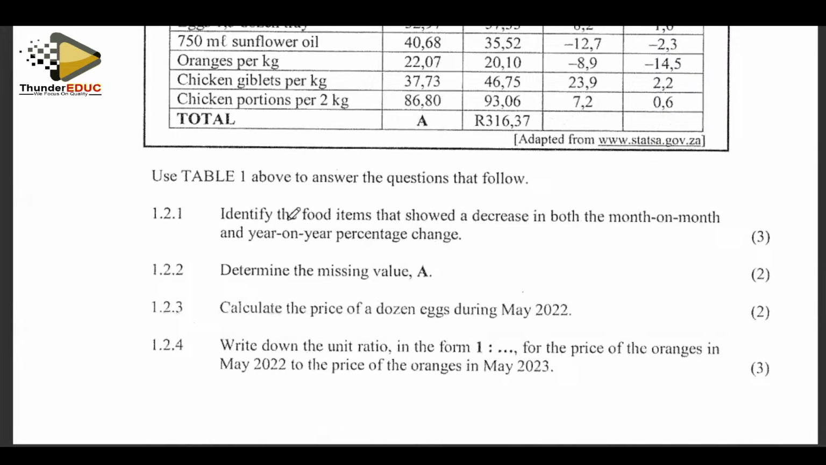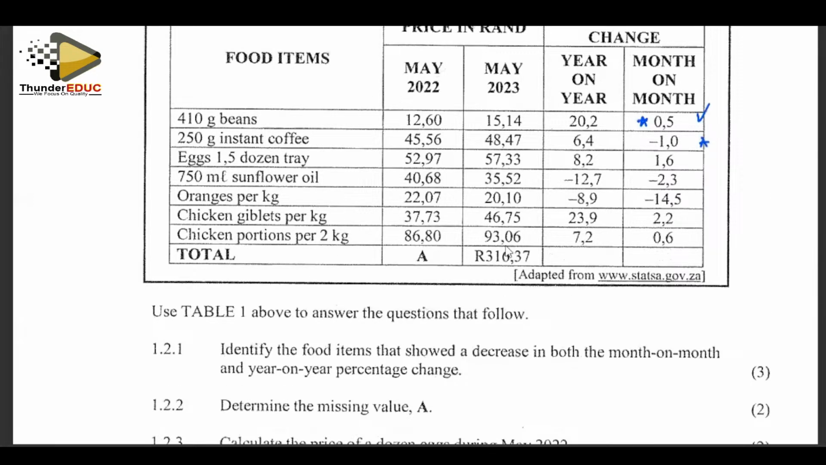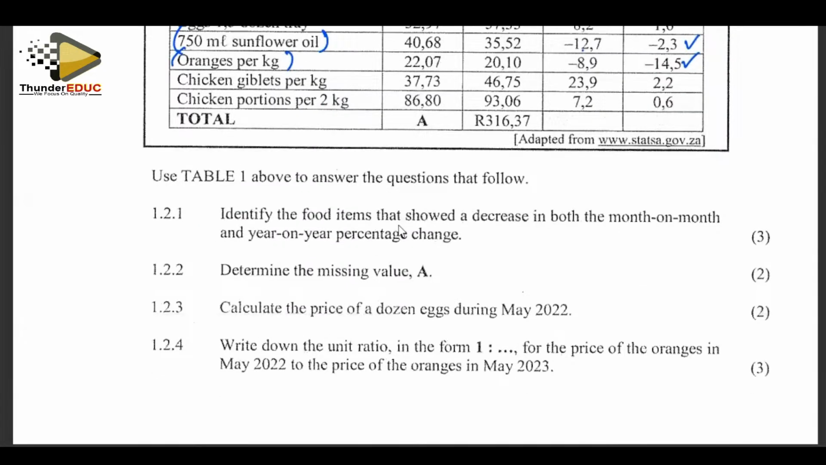Identify the food items that showed a decrease in both month on month and year on year percentage change. So now we have, there's a decrease here, decrease. That's our first item. So we have the sunflower oil. Then we have this other one here next to it, which is oranges per kg. So they are telling us to identify the food items. So here we can say the sunflower oil and the oranges.